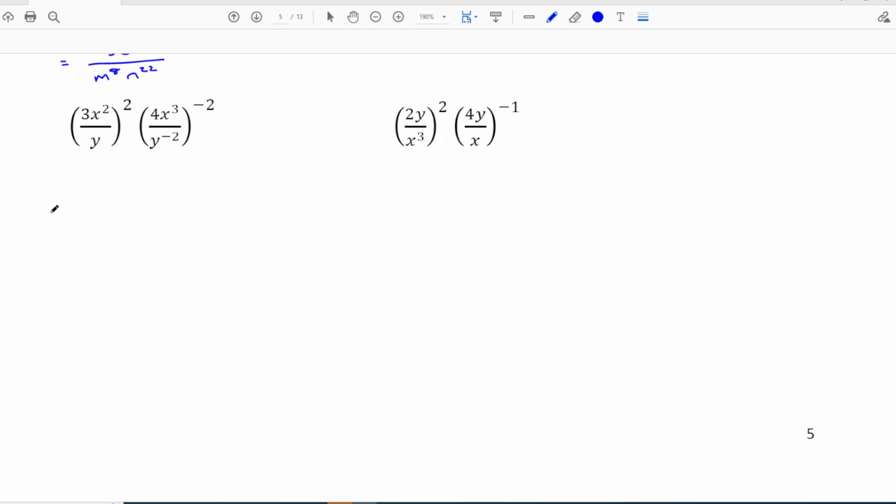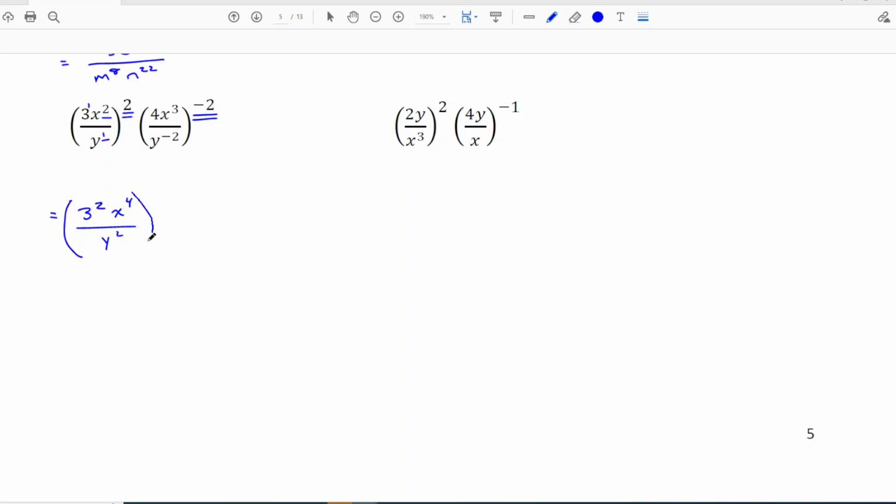So let's look at these. What would I do? Well, when I look at this one, my eye's drawn to two things: this 2 on this guy and this negative 2 on this guy. The 2 on this one I'm okay with. I actually think I would distribute it. So I would say that this is 3 to the 2 x to the 4 over y squared. So I multiplied all of the exponents by 2.